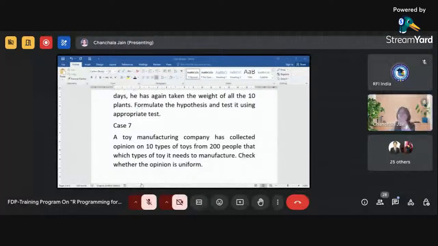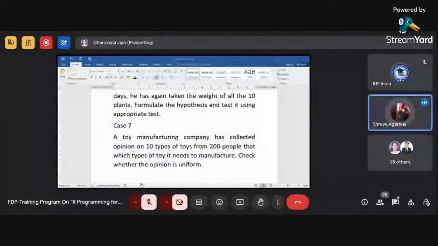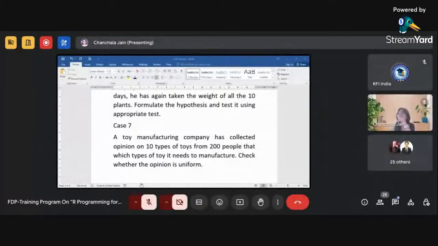It should be chi-square, because there is opinion. We are talking about uniformity, and there are 10 types, categories basically. We just need to understand the normal distribution of the frequency of different types of toys, like the first person is trying to tell among the 10 which to manufacture. In my opinion, I mean. Any other opinion?